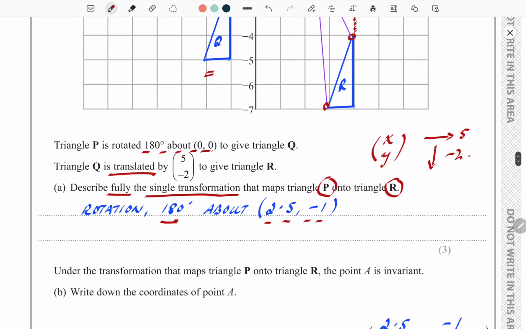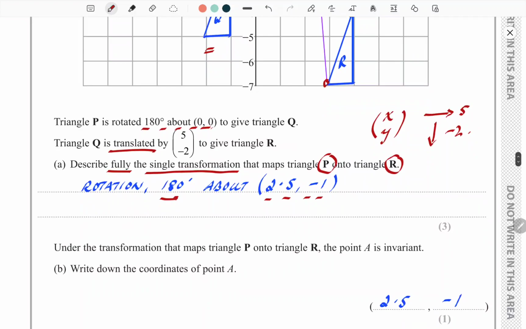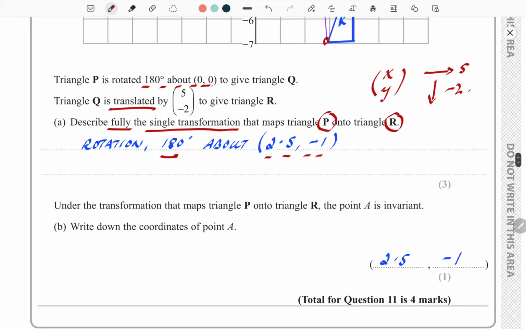Again, any confusion, please leave it in the comments and I will happily get back to you with further explanation if you need it. The next part of this question asks for a point. There is a point in that final rotation that is invariant, meaning it doesn't change.